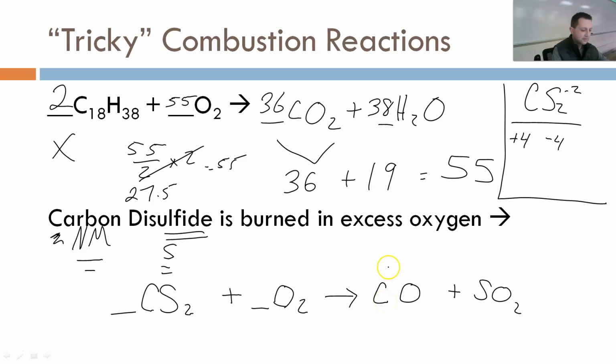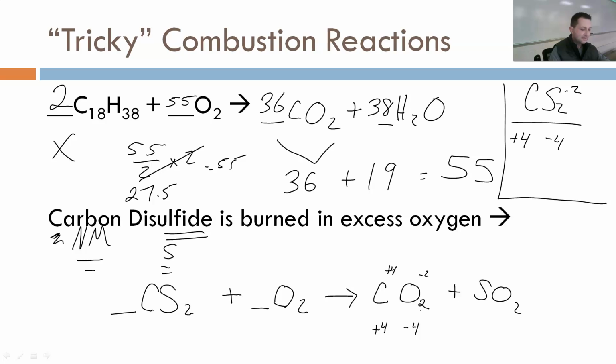So if carbon is a +4, I know oxygen is always a -2. I would need to have 2 oxygens here. So it would be CO2. That would give me a +4 oxidation number on carbon, and then the overall total for oxygen would be a -4, so it's -2 times 2. So we're going to create CO2 plus SO2.